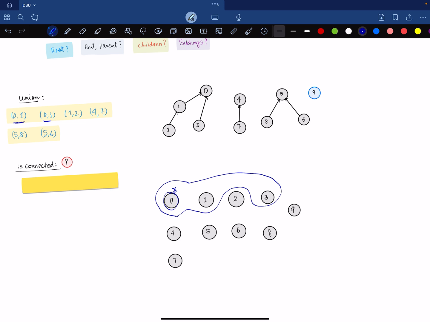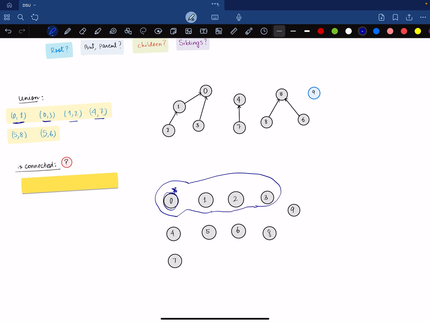Hey, can we add 1 and 2? Let us do that. The root of 1 is 0. Let us consider the root of 2 to be 0 itself. So in that case, when we fuse it, it will become something like this. This will be our new state.